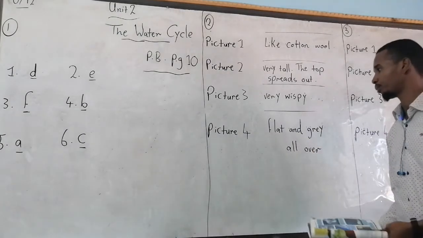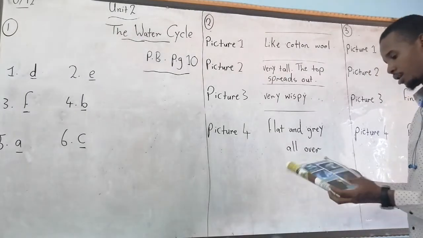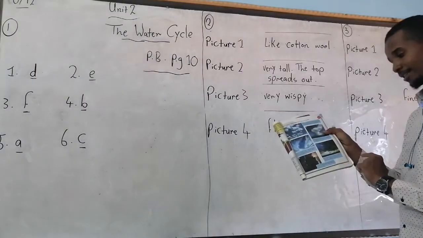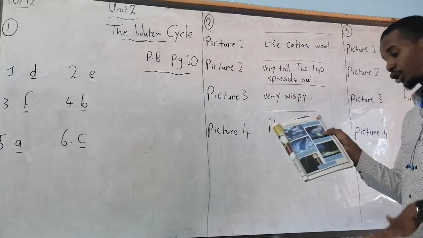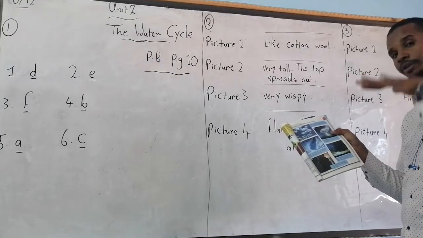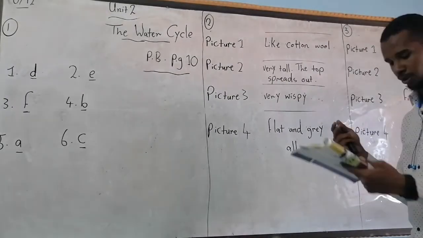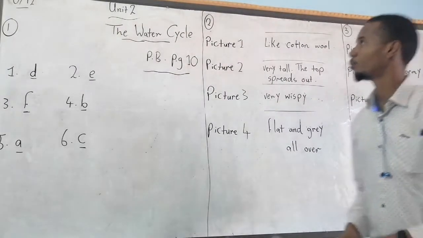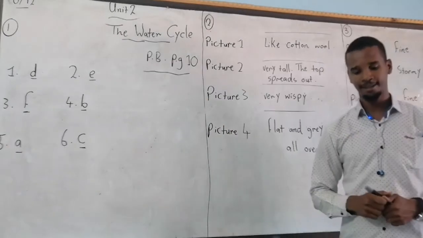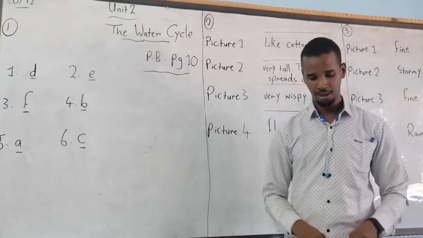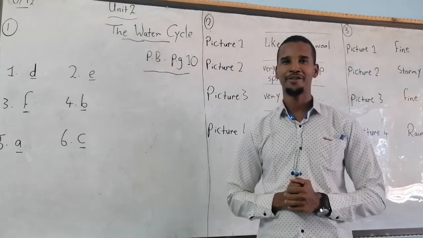Description of picture 4, flat and gray all over. These clouds are flat and gray all over. They are very low in the sky. Very low in the sky usually means that it will rain. Now we're done with the practice book, page 10, exercise 1, exercise 2, and exercise 3. This is the end of the lesson.